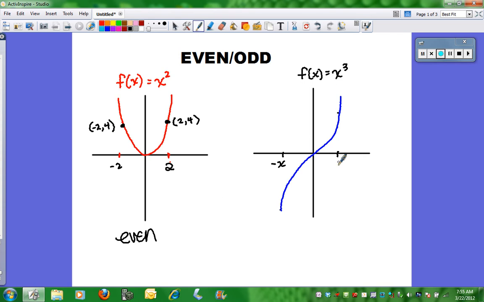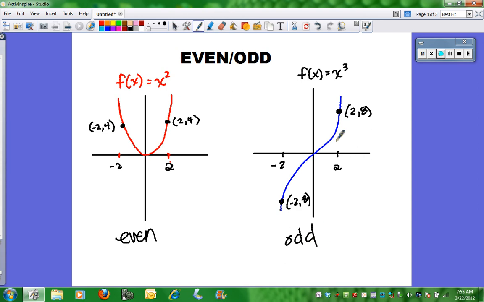If this is 2, 2 cubed is 8, so this would be the point 2, 8. And if it's an odd function, and that's only true if it's an odd function, that means we have a negative 2, negative 8. You may remember how that is symmetric about the line y equals x. All right, this is an odd function.